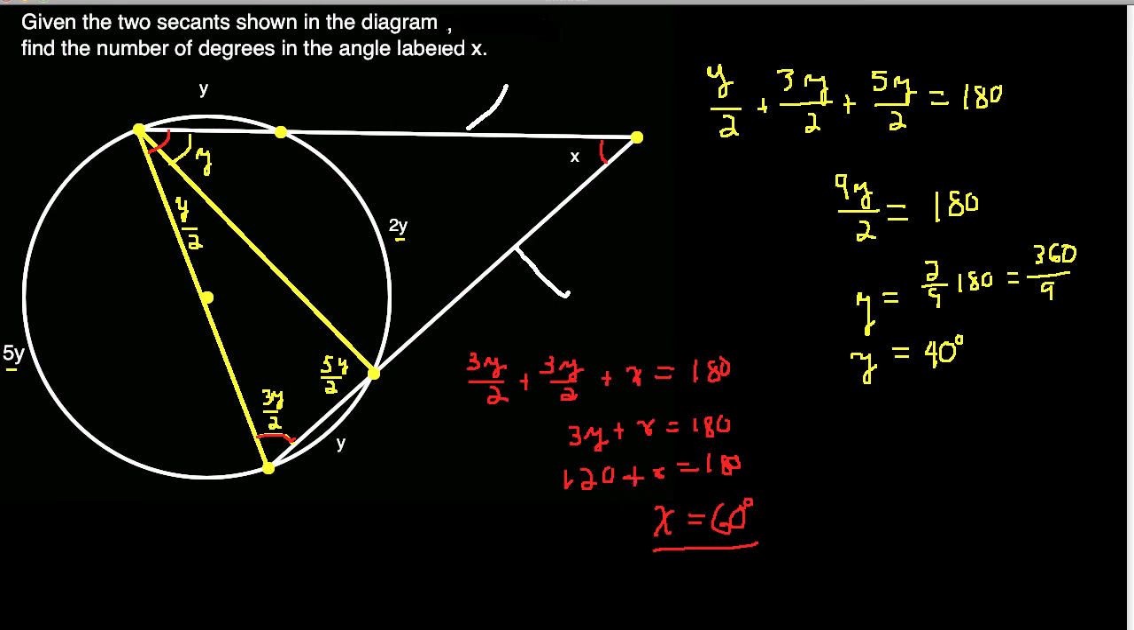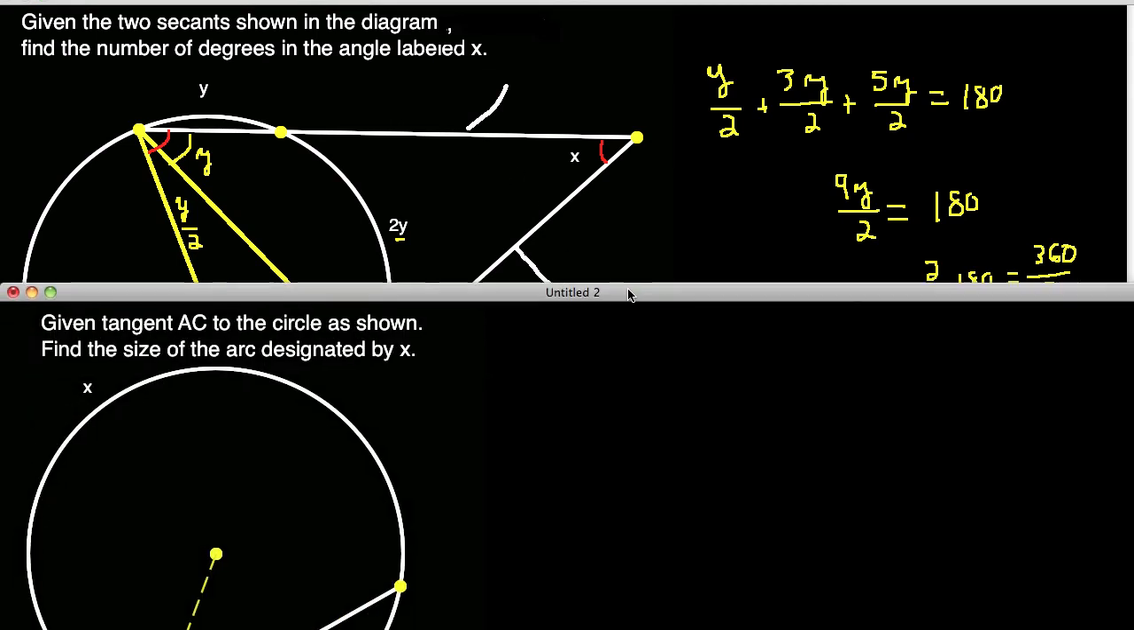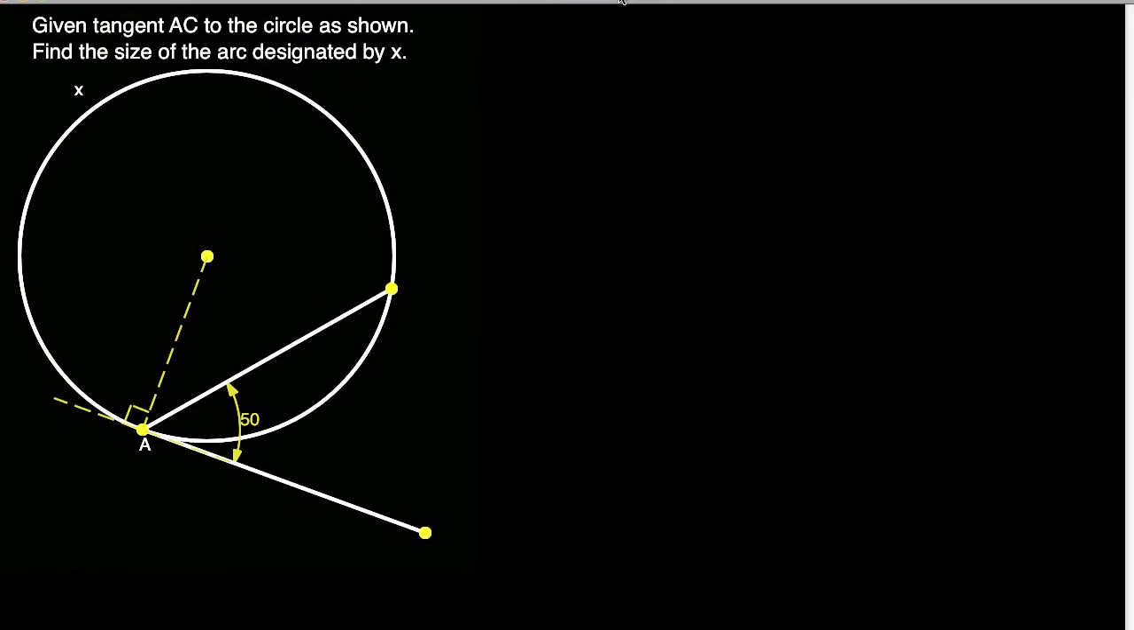Okay, now I have one more problem to do here, and that's this problem. Here I have an angle formed by the tangent AC and this chord that is 50 degrees. And then I have this huge arc right here, which I call x.